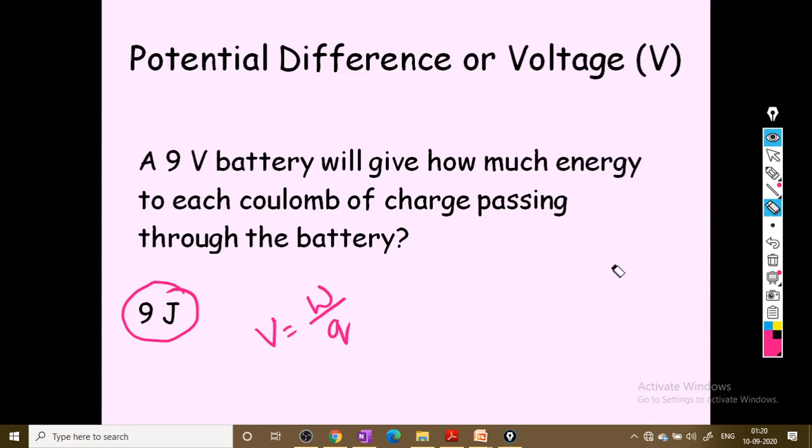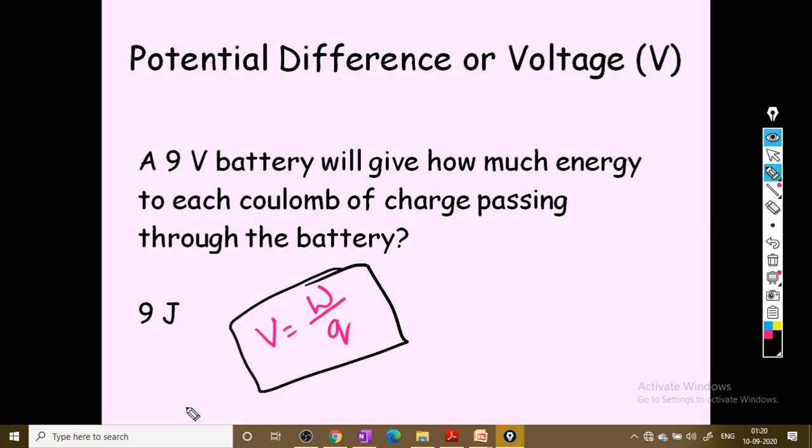So finally we define this in a simple formula, potential V equals work done per charge. The potential units are volts. This is all about potential difference.